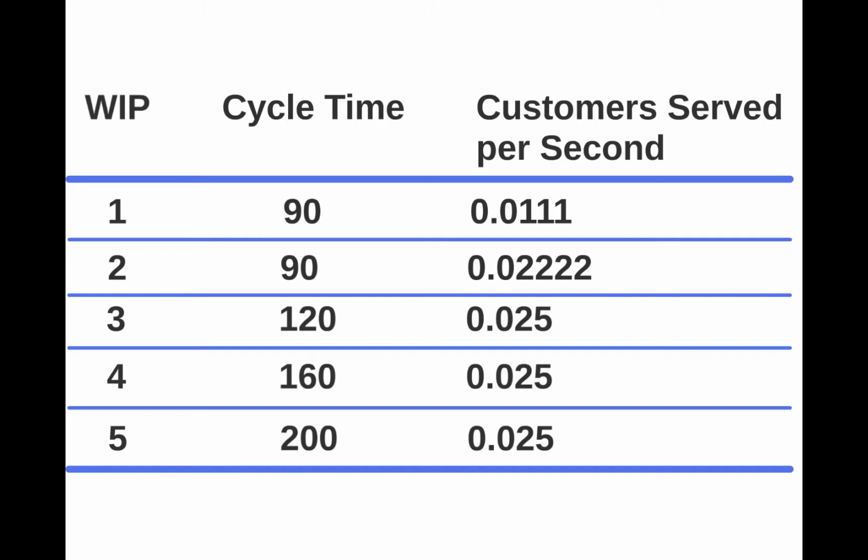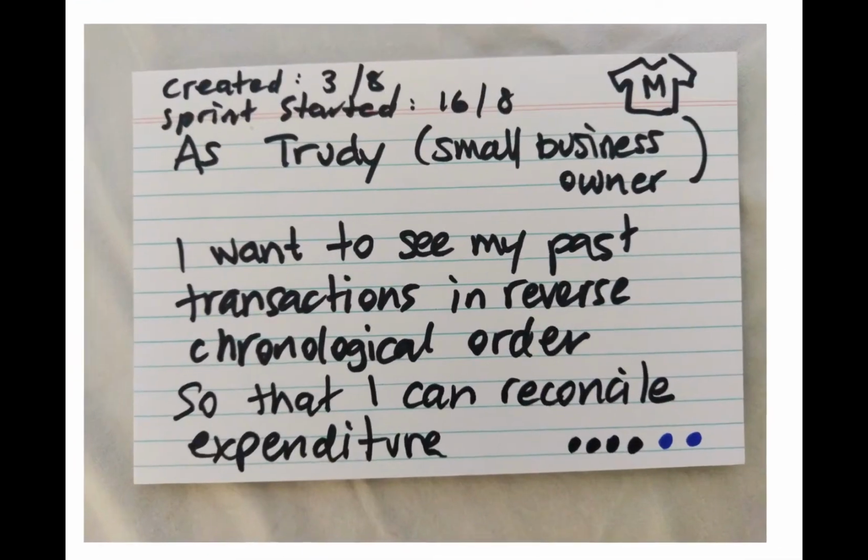So WIP is not just as simple as fewer is better. There's going to be a sweet spot between the number of things we have in the system and the average amount of time that it takes to get through. So probably 2 would be fine. If we went up to 3, they're going to take 30 seconds longer, but we're going to serve slightly more people. Going to get slightly more people through the door.